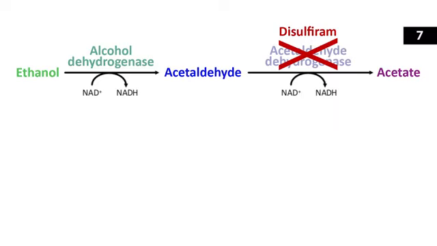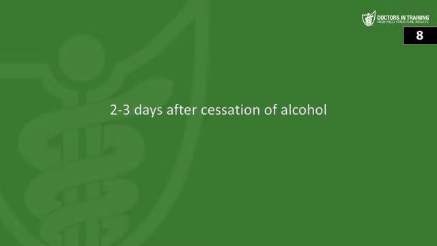Next, what is the mechanism of action of the drug disulfiram? Why would this drug make you feel terrible when taken with alcohol? So remember, disulfiram is going to inhibit that acetaldehyde dehydrogenase. So if you drink alcohol, you accumulate acetaldehyde, which then makes you pretty sick. Next, when does delirium tremens occur? So remember, it's about 2 to 3 days, maybe a little bit longer in some cases, after cessation of alcohol.